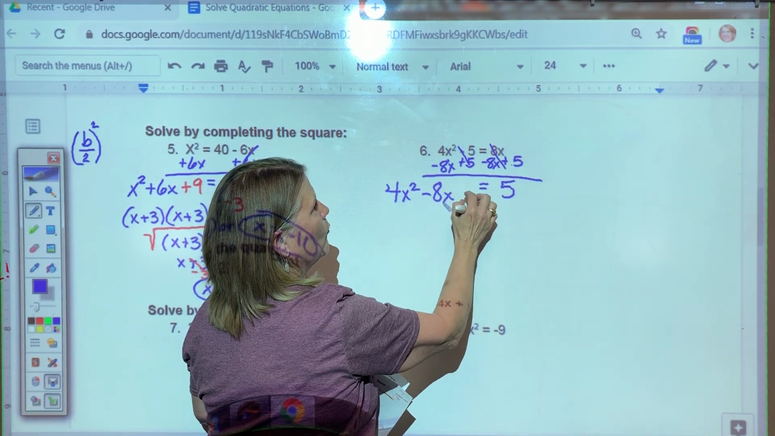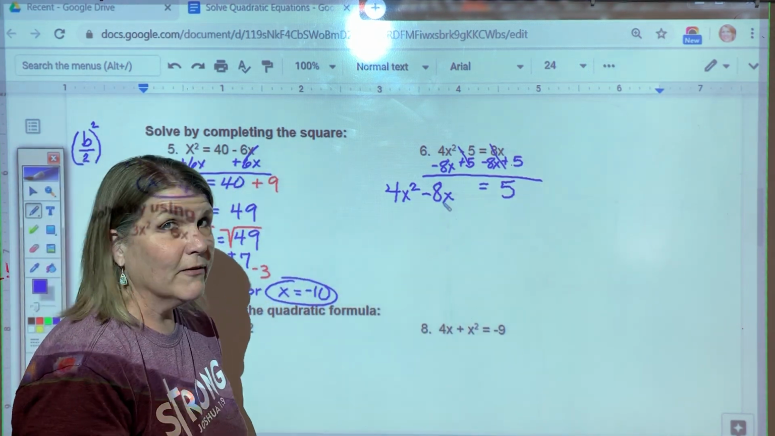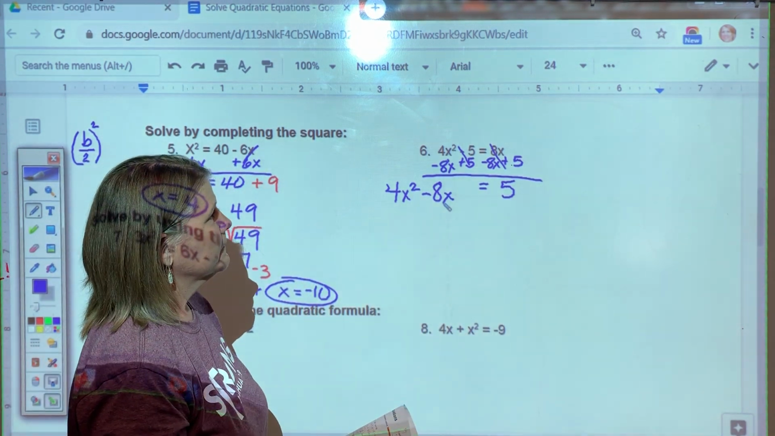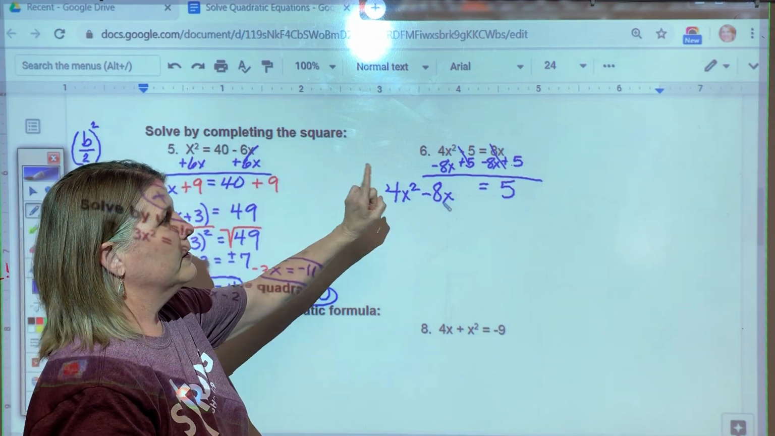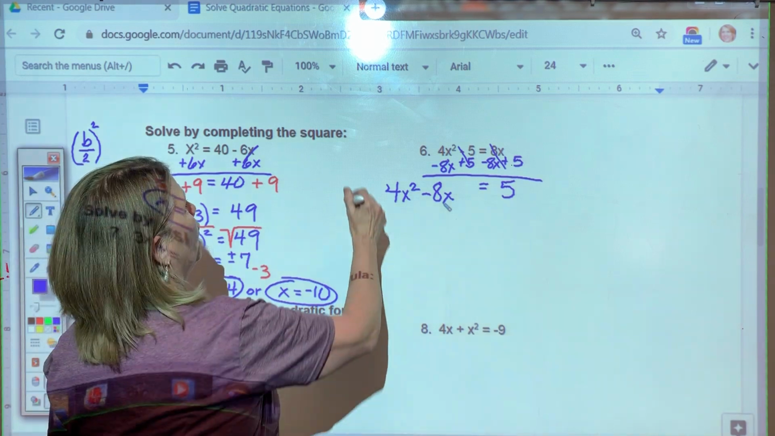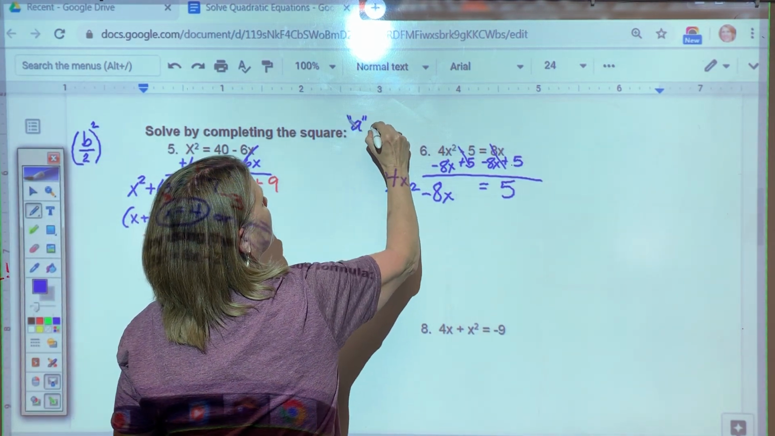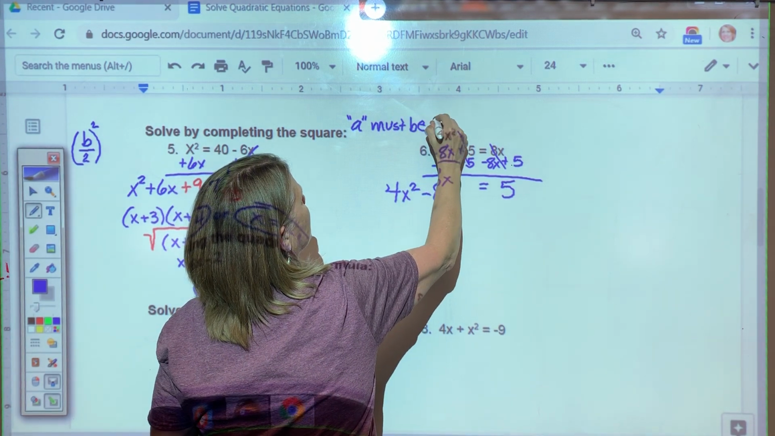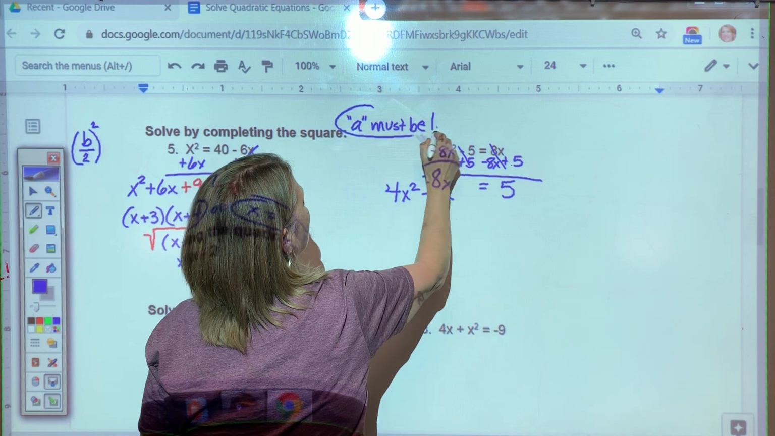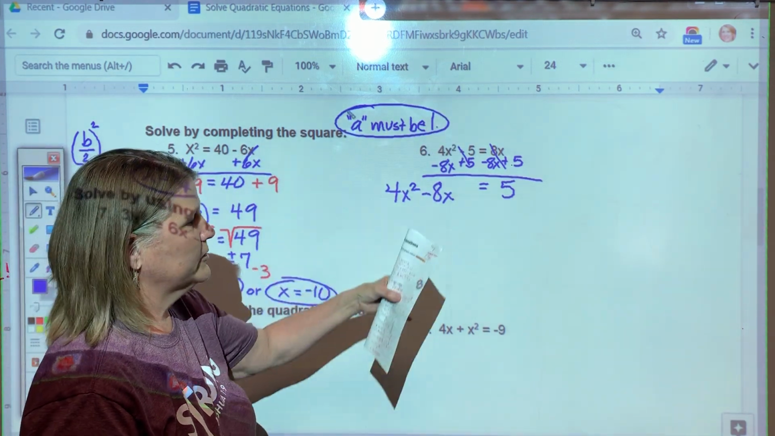And again, we'll leave the gap. Now here's what I had not yet shared with you, and would have if we'd been back in class: completing the square only works if your a value is 1. A needs to be 1. I'm going to write that right here. A must be 1. That's an important note. It's not going to work out for us if this remains 4.